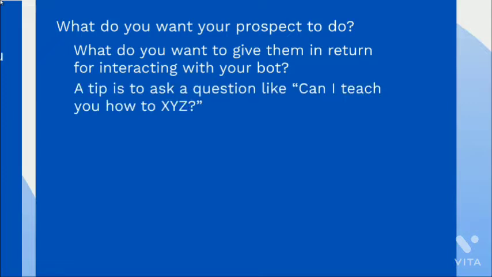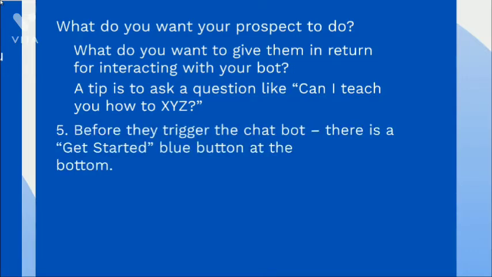Now, a tip that we found that works really well is asking questions. So as somebody is staring at your bot and they see a question being asked towards them that is related to what they're interested in, for example, something like, can I teach you how to XYZ? Can I help do this for you? Or can I help you? Can I help answer your questions? How can I help you? Now, you're only going to know this question if you've surveyed your prospects and your customers and figured out what exactly they want. Adding on top of that moves on to number 5.